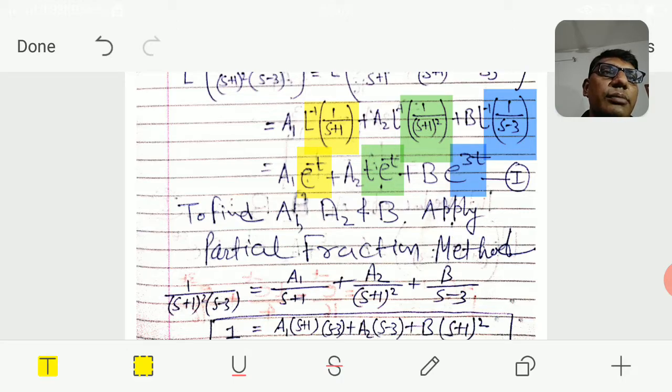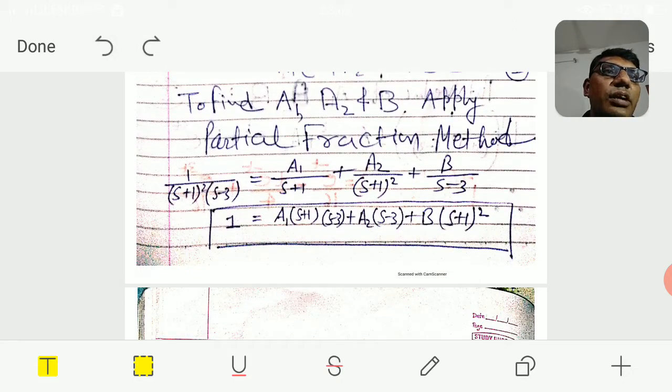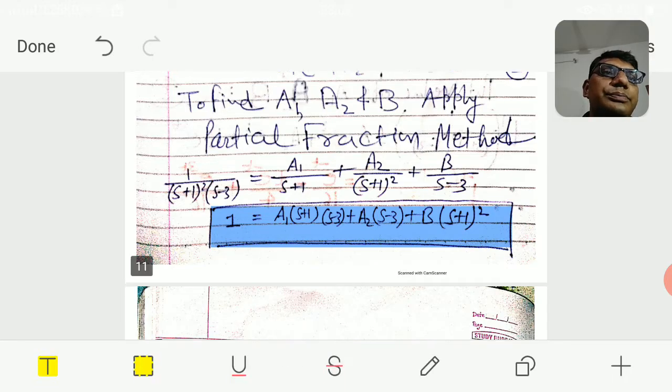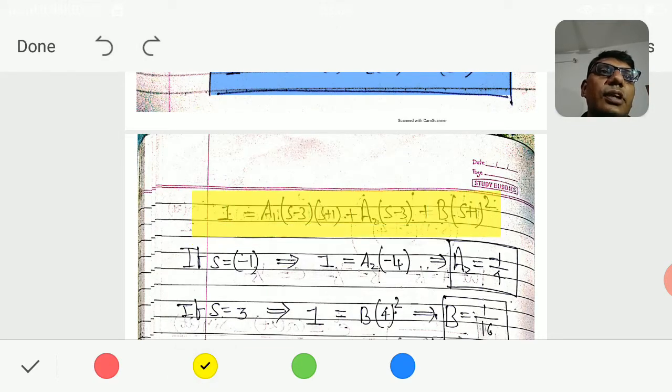So to find the value of a1, a2 and b by partial fraction method, we will apply partial fraction method like this: 1 upon (s plus 1) whole square into (s minus 3) equal to a1 upon s plus 1 plus a2 upon (s plus 1) the whole square plus b upon s minus 3. After taking the LCM, we get this term. Now I am writing this term again, that is the LCM of the previous term.